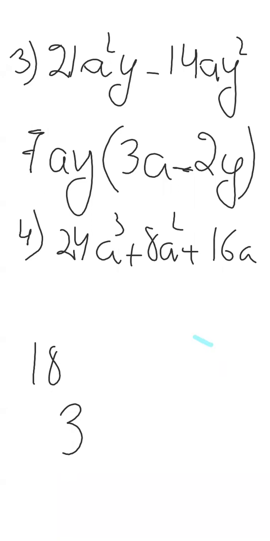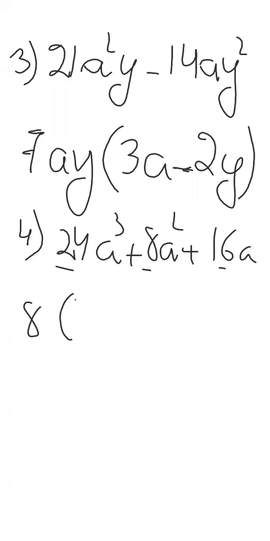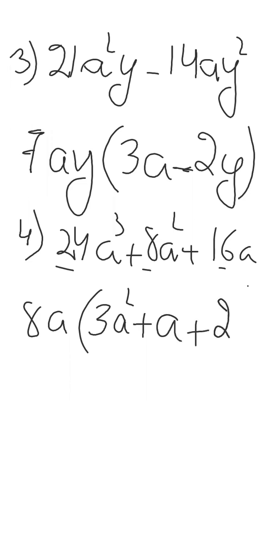Okay, so that's why always pay attention to the coefficient you're going to take. Here, 24, 8 and 16 are all multiples of 8, so we can take 8. Now 8 times 3, and for the variable, a cubed, a squared and a, we take the lower one, a. So 3a squared plus a plus 2. Okay.